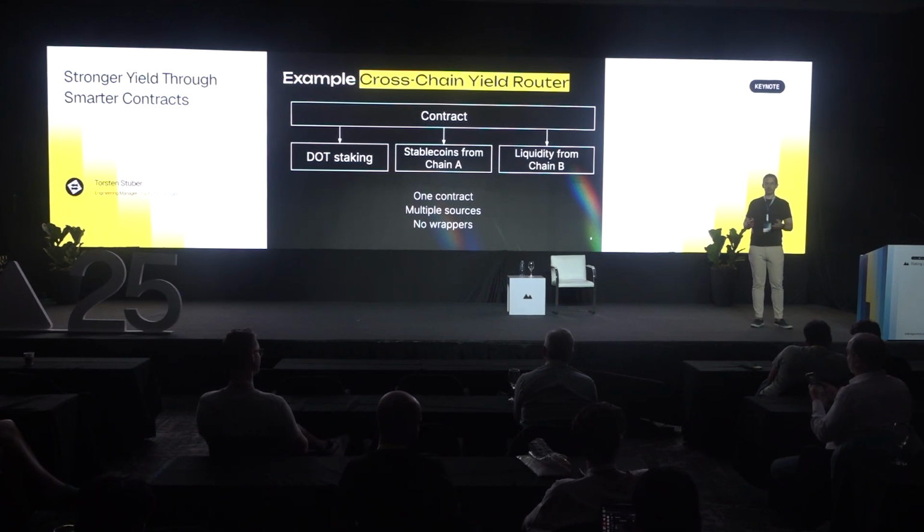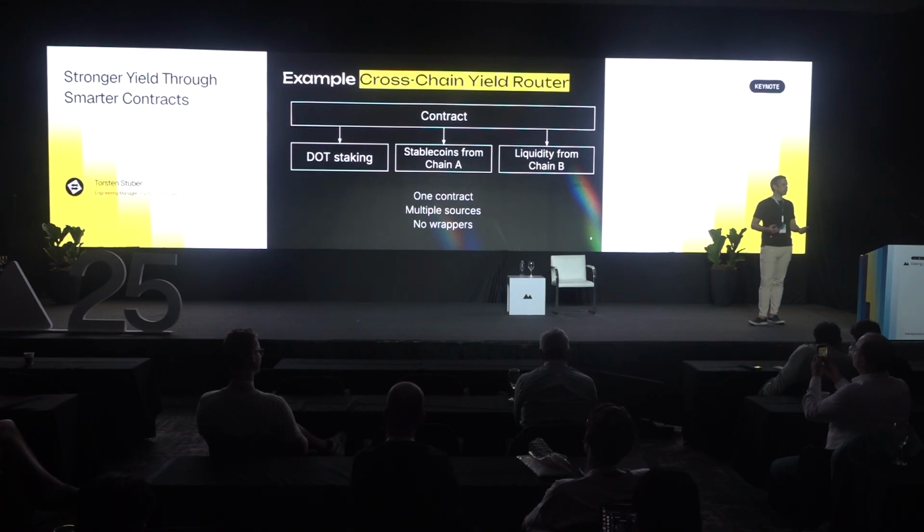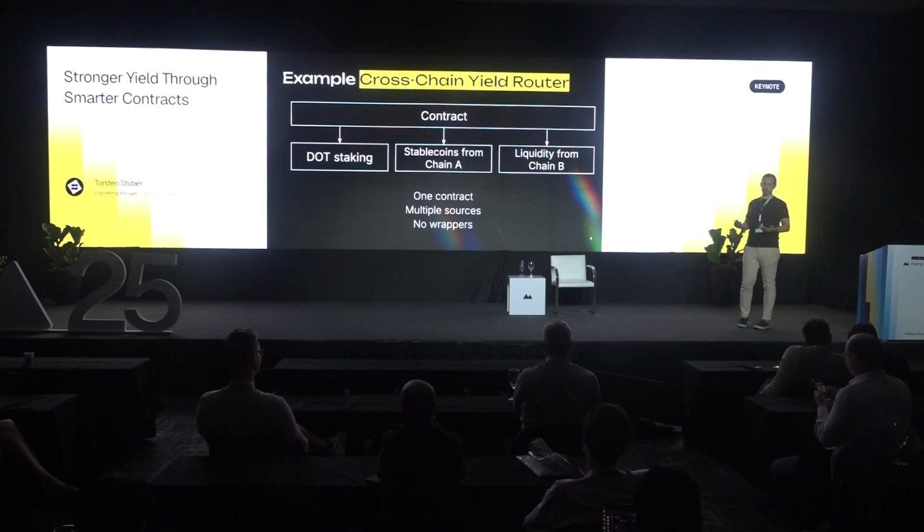With conventional systems, you would require a system of bridges and wrappers to make that possible. You have a lot of overhead, and it becomes very messy, maybe not decentralized, and requires trust. With Revive, you need a single smart contract to orchestrate all of that. And that happens without any additional bridge or wrapper logic.